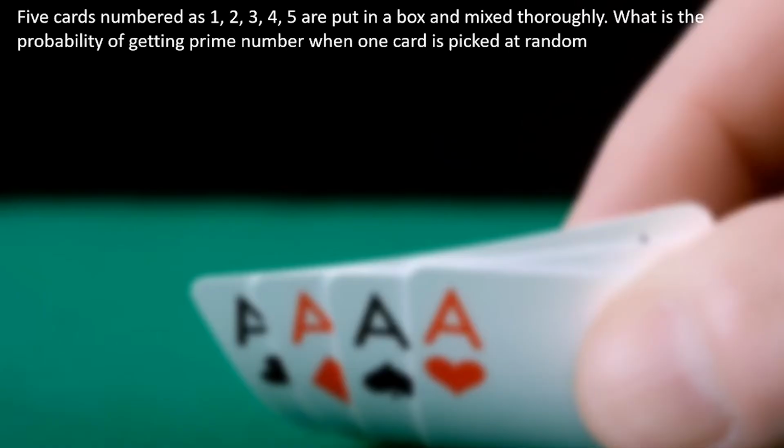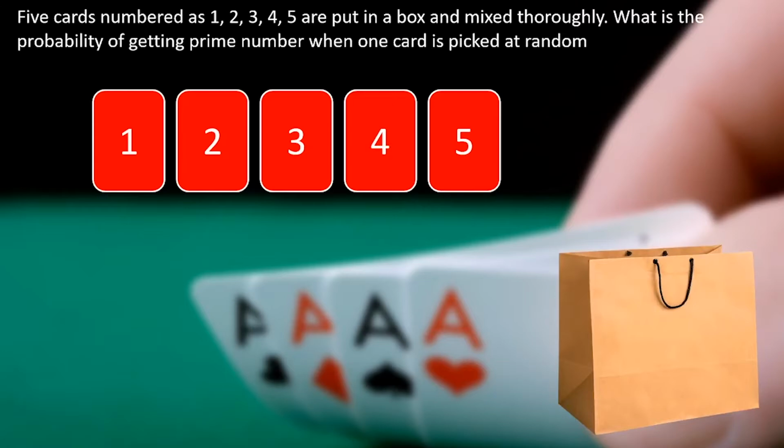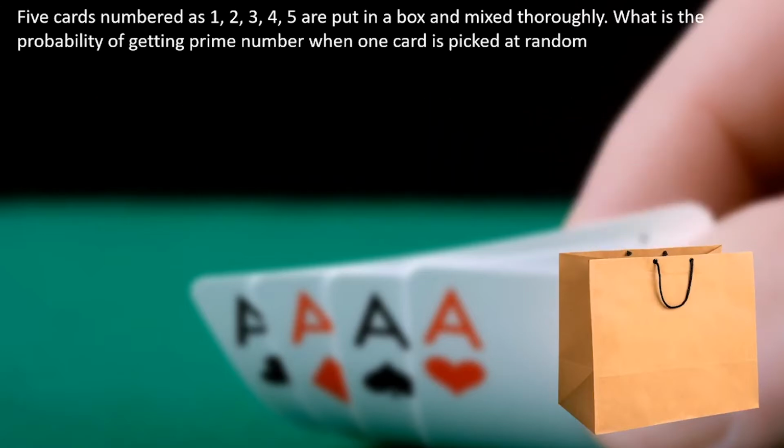Next, 5 cards. Okay, this is not directly normal playing cards, but 5 cards are numbered as 1 2 3 4 5 and are put in a box and mixed thoroughly. What is the probability of getting a prime number when one card is picked at random? So 5 cards are numbered 1 2 3 4 5, and we have a bag. We are taking all those cards and putting them in the bag and then mixing them. Okay, and then one card is picked. Now when you pick that card, what is the probability that this card is a prime number?